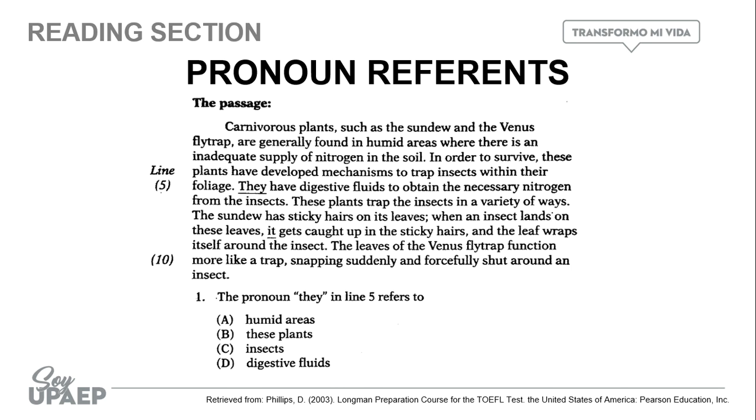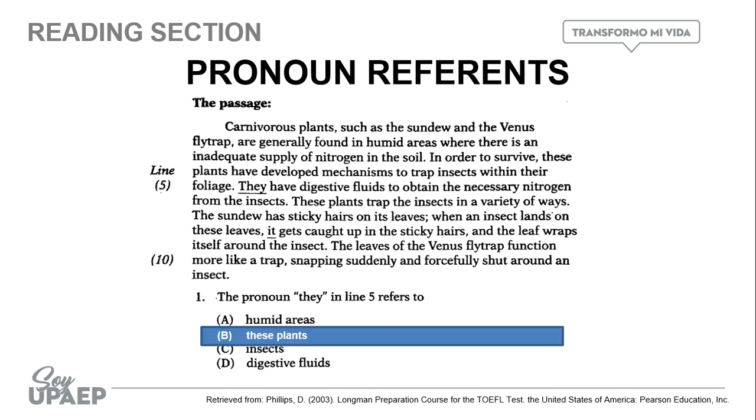Okay, so we have 4 different options to answer this question. We have humid areas, these plants, insects, and digestive fluids. So it is important that you understand what the pronoun refers to. For example, in this case, the pronoun they refers to these plants. Okay, let's do another example.